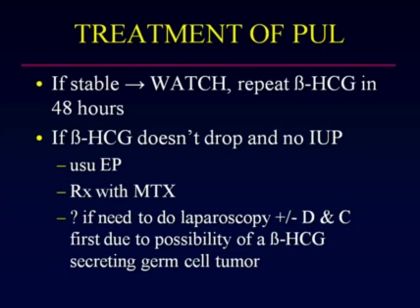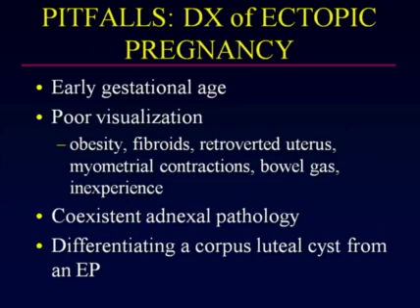Now, some of the people at the consensus conference were concerned about treating a patient with methotrexate without identifying a pregnancy, and so some people would actually recommend that laparoscopy and/or D&C be performed in order to clearly identify trophoblastic tissue, in order to exclude the possibility of a beta-HCG secreting germ cell tumor, but there was not ultimate consensus on that last thought.